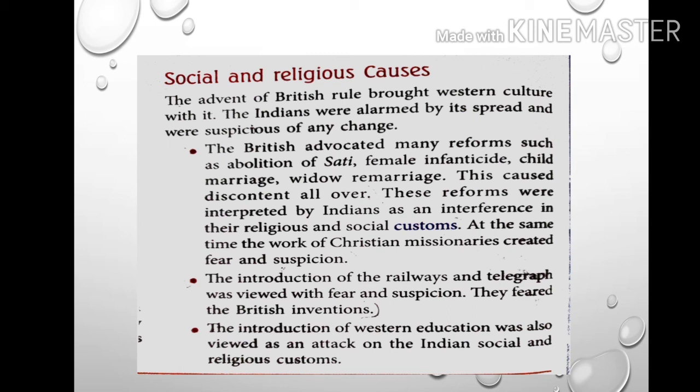So when British people started taking control of political affairs of India, side by side they were interfering in social and religious traditions of Indian society. Although they abolished some bad practices here like sati, infanticide, child marriage, but people were discontent with British rule. They were not accepting the foreign rule. They took it as the interference in their traditions, with their culture.